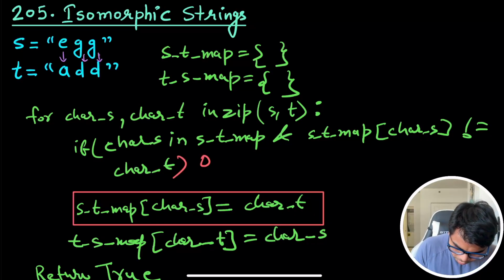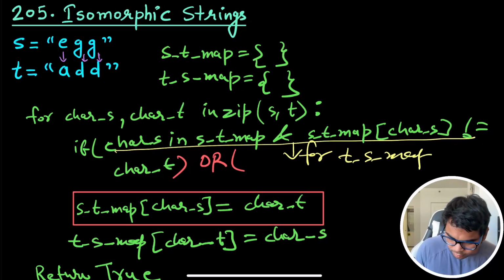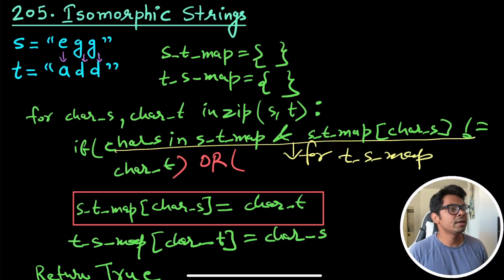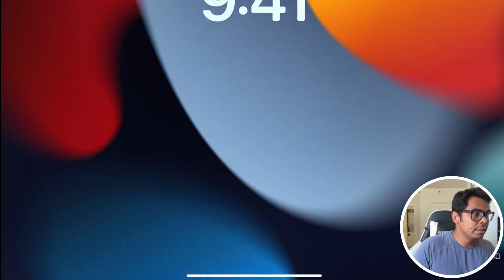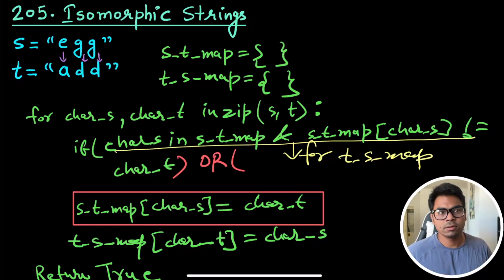And then we'll have an or condition, and we will do this exact same thing that we have done here, but for the ts map. Okay, that's exactly what our solution will be. We are doing mapping two ways, and since it's an easy problem, I'll just write the solution directly.